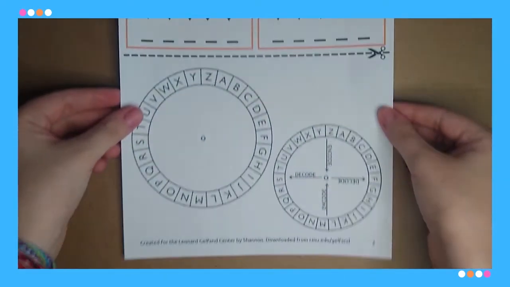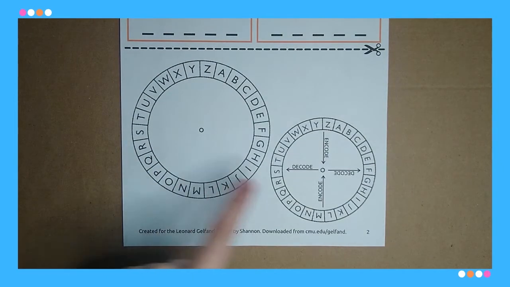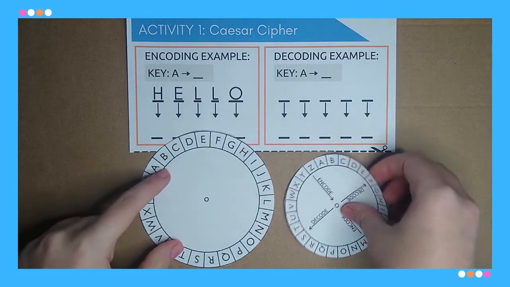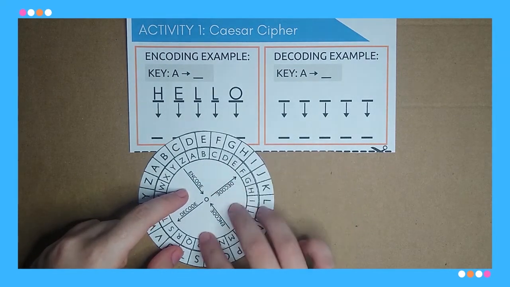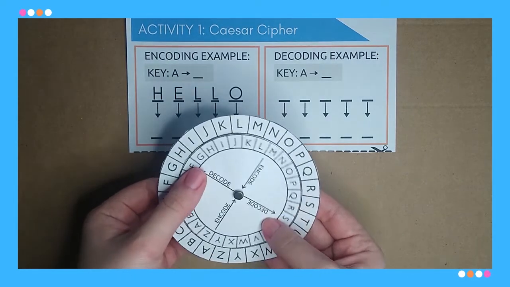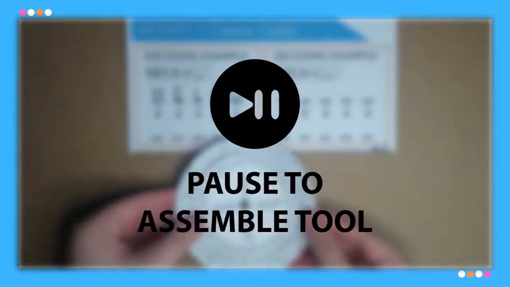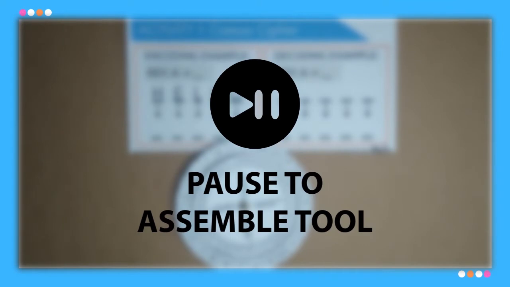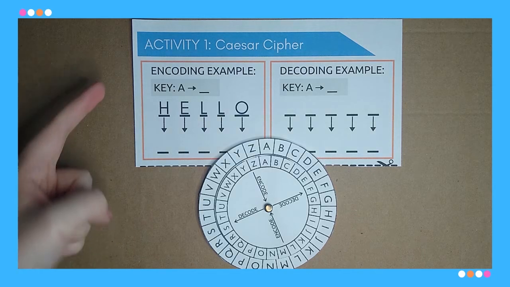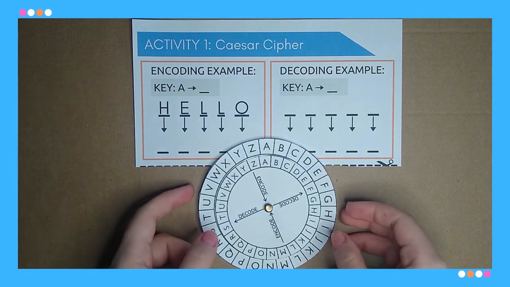We are going to create a Caesar cipher decoder tool. In your worksheet packet on the Activity 1 page are 2 wheels with the alphabet along the edge. Cut out the 2 wheels and put the smaller one on top of the larger one. With a brass fastener, pin the center of the 2 wheels together so that they can spin like this. If you need time to cut out and assemble your cipher tool, pause the video now. You can follow along with this example on your worksheet page where you cut out your cipher tool.